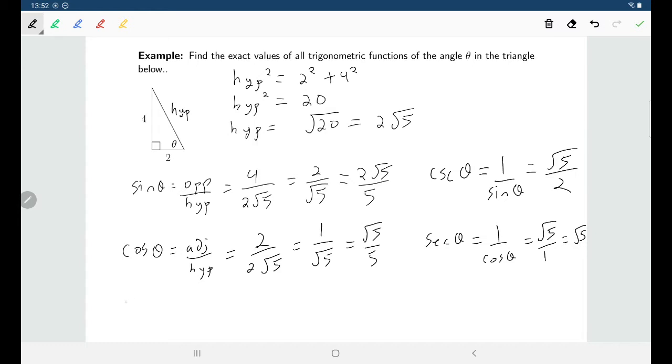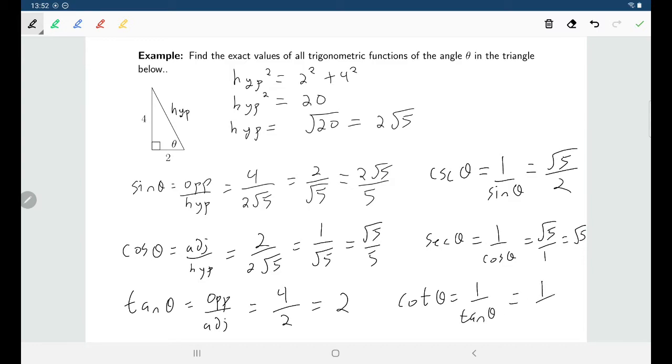The last two, we have tangent of theta. Tangent is opposite over adjacent. Here the opposite side measures 4 and the adjacent side measures 2. So tangent of theta is 2. And cotangent of theta is our reciprocal of tangent of theta. So that should be then 1/2.